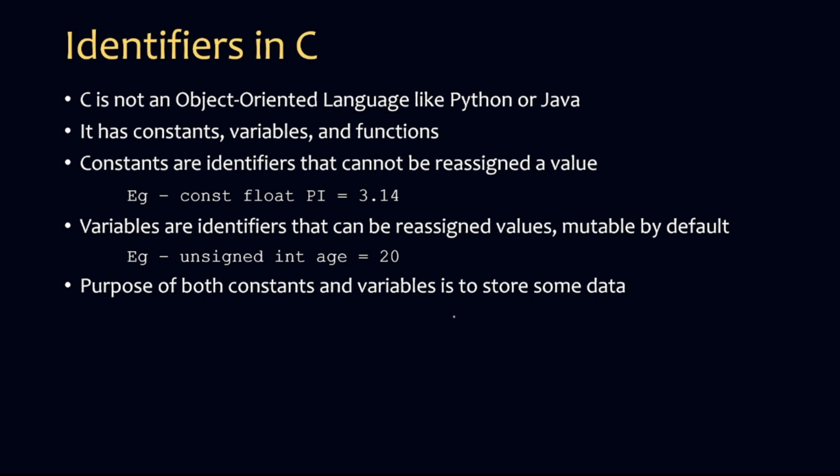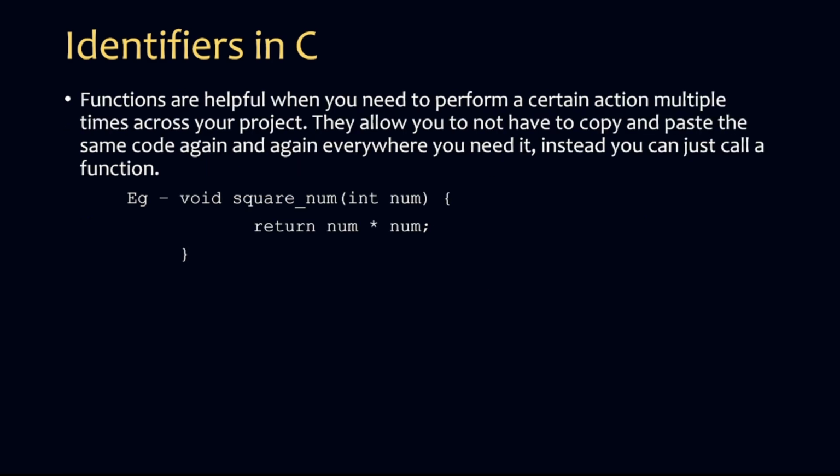What if you need to declare certain lines of code that need to be called a multiple number of times? That's where something called functions help us. Functions are helpful when you need to perform a certain action multiple times across your project. They allow you to not have to copy and paste the same code again and again everywhere you need. Instead, you can just call a function. So here I have added an example of what a function declaration looks like in C.